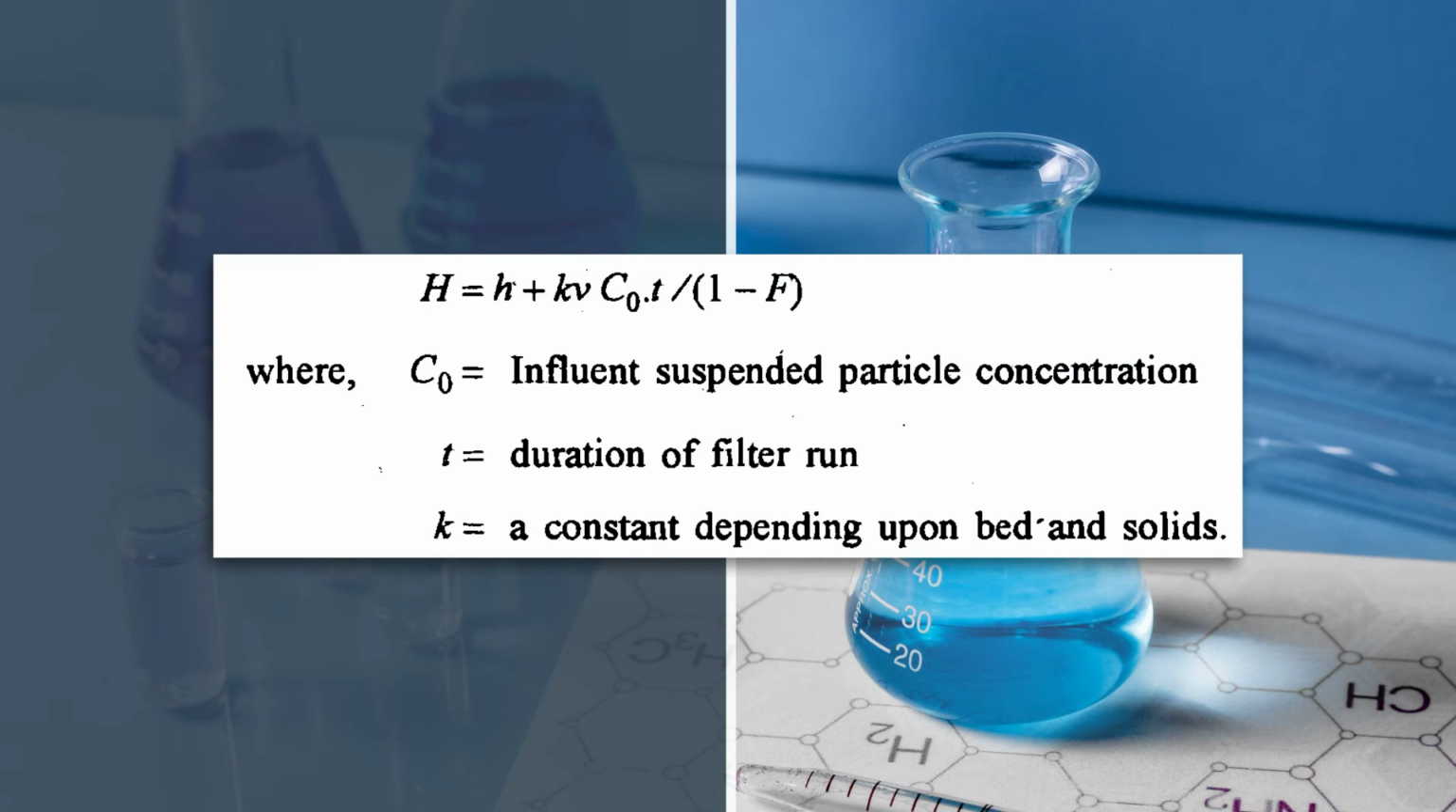So capital H, the overall head loss, is equal to h, the clean bed head loss, plus K v C₀ t/(1 − f). Here C₀ is the influent suspended particle concentration, t is the duration of the filter run, and K is a constant which depends upon the bed and solid.